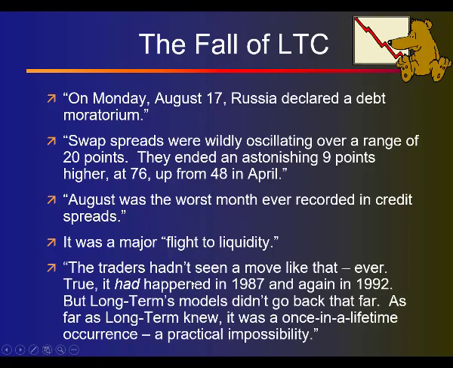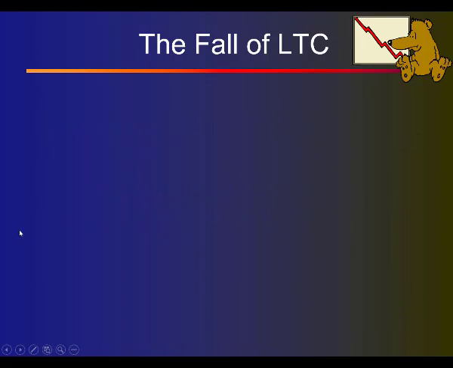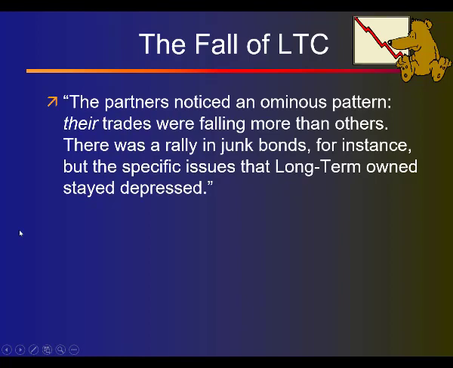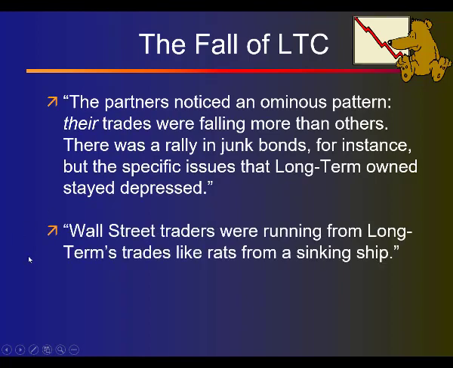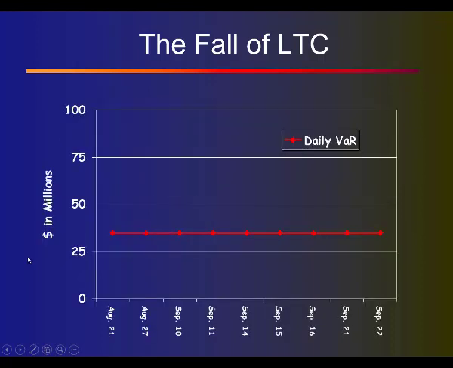There was a flight to liquidity. And they say we've never seen anything like this before. There were prior experiences, maybe not exactly like this, but certainly in 92 and 87, there was something that at least would have told them that it could have gotten pretty bad. So all of their trades were being sold. Why? Because everybody knew they were in trouble. They were running from Long-Term Capital Management.